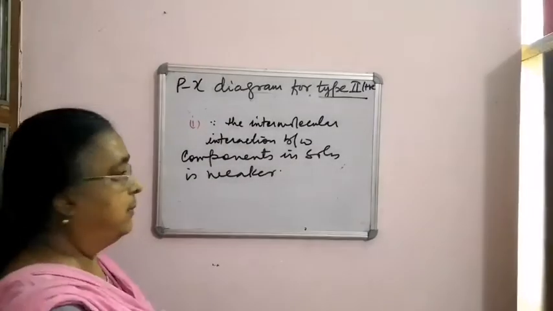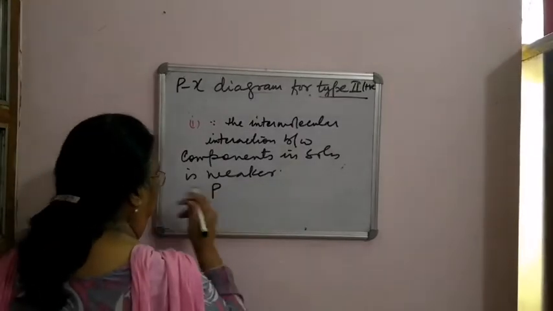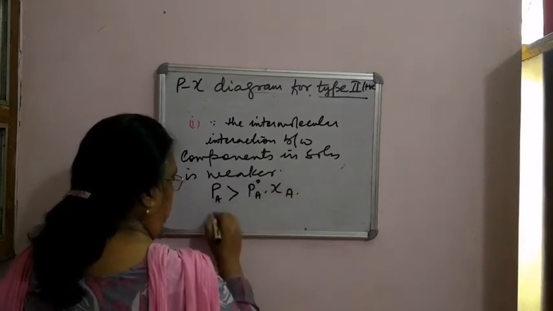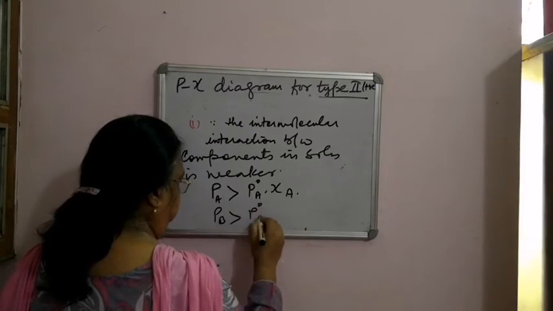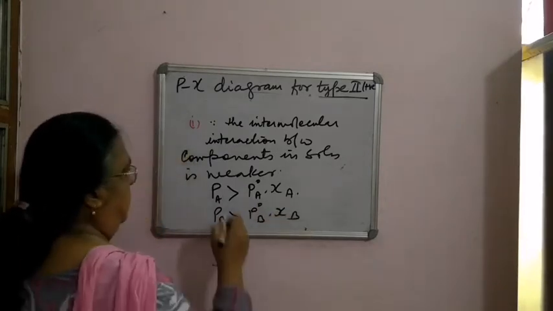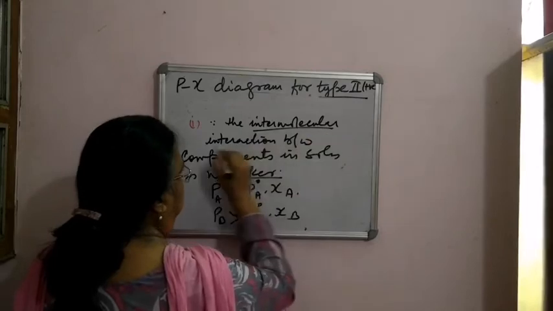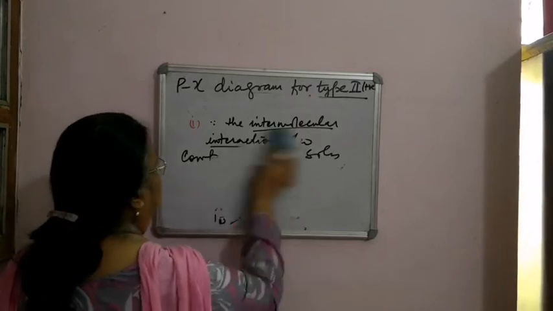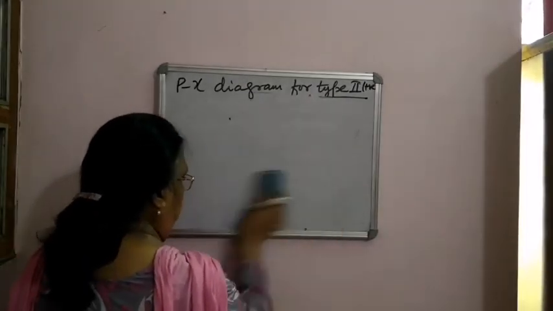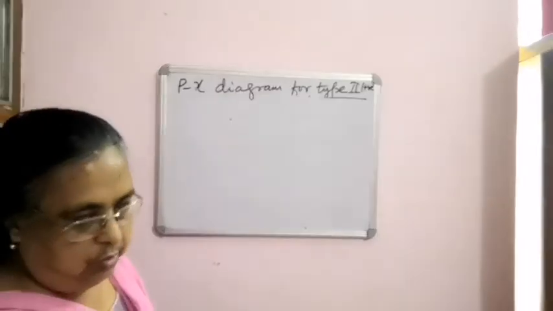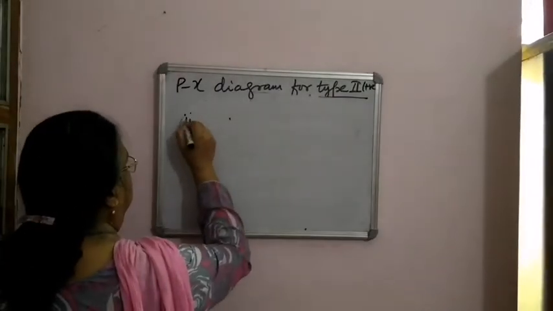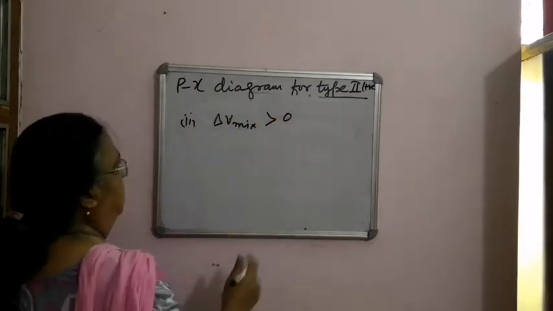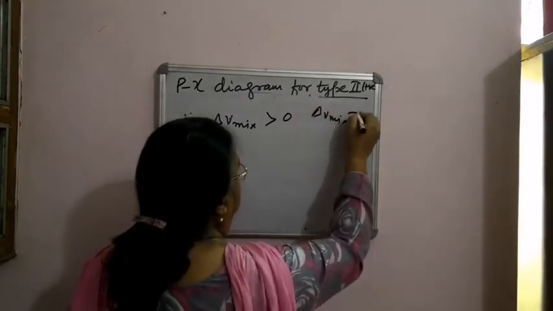So vapors formed will be more. And so what will happen? That is, PA will be greater than P naught A XA, and PB will be greater than P naught B XB. This is because of the weaker intermolecular interaction between the components in the solution. So the first point is that the components in the solution do not follow Raoult's law. The second is, delta V mixing will not be equal to 0. You have done that.